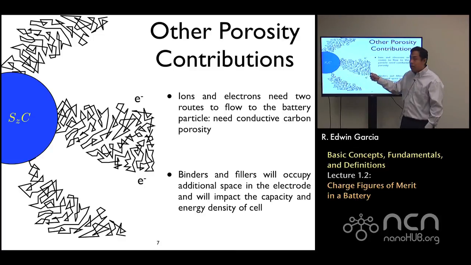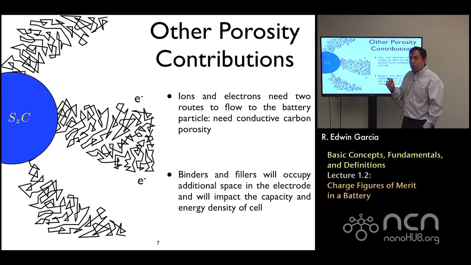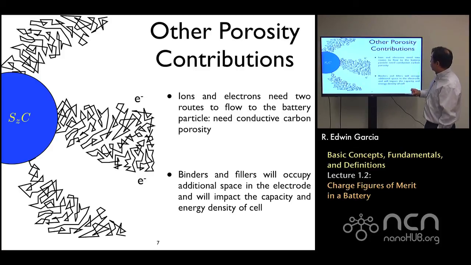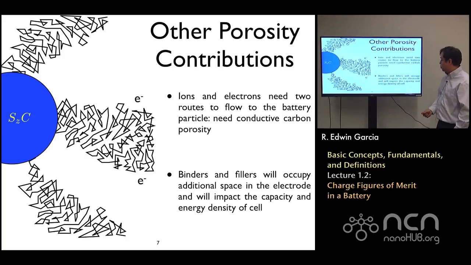If I put too little of this graphite phase, no electrons will reach this particle, and also my battery will not work properly. So you have to tune that very carefully. The bottom line is we need two routes for the ions and electrons to flow in the battery, so we need to add that conductive carbon, which adds an additional porosity contribution.